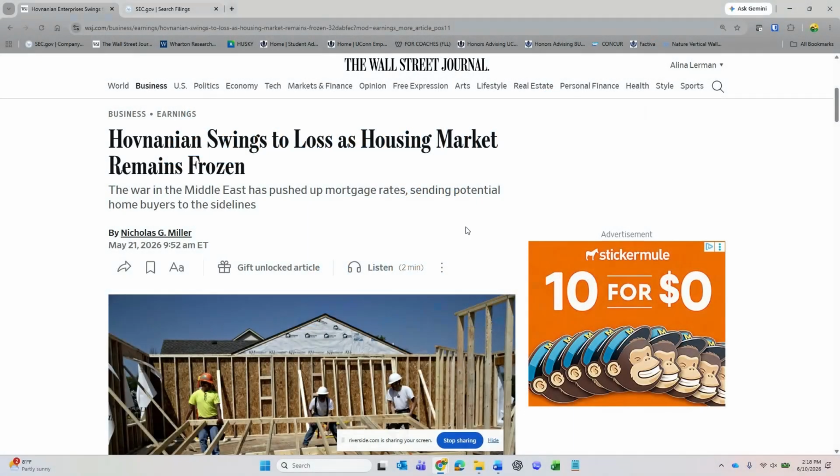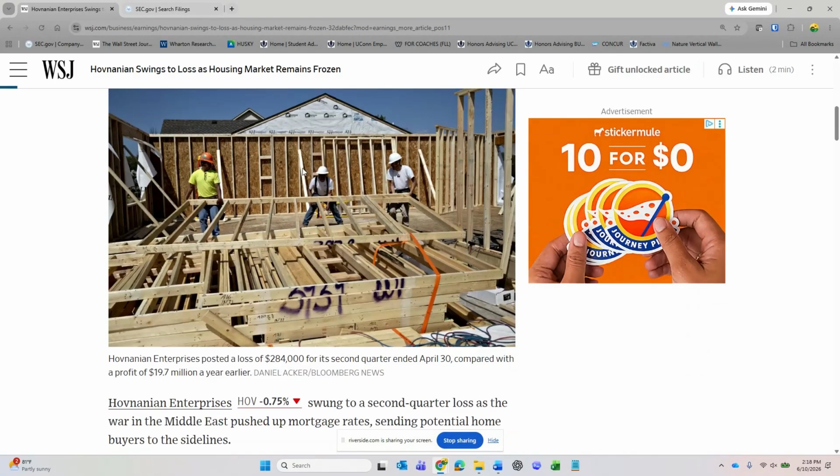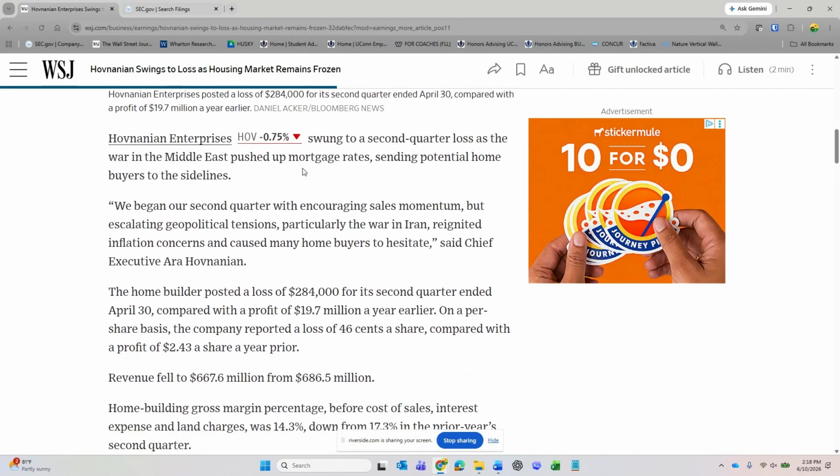I was going through the Wall Street Journal last month and I came across this article about the performance of the house builder Hovnanian. And for the most part, the article was reading as expected. So they were talking about their second quarter performance. They posted a loss for the second quarter as compared to a profit of $19.7 million a year earlier.